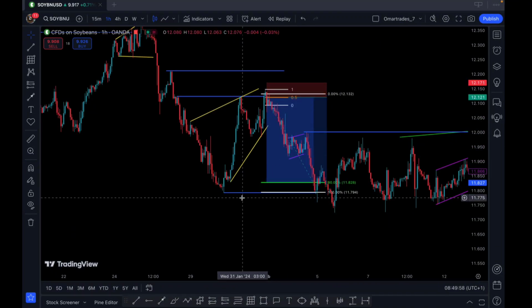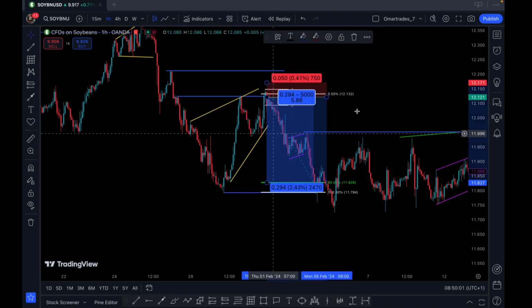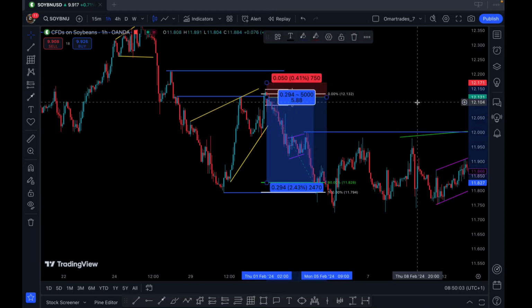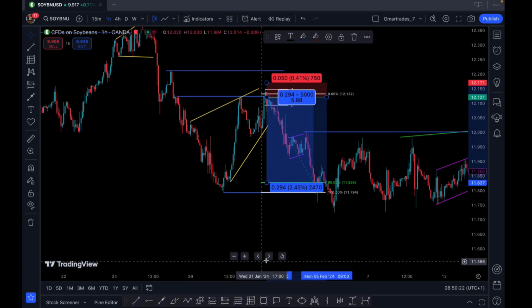Now let's look at the time of entry. The time of entry is actually on Thursday around 2 o'clock a.m. This is the type of scenario where a lot of people wouldn't have taken this trade unless you are in Australia, or maybe Australia, so to speak, because this is actually the Australian session.